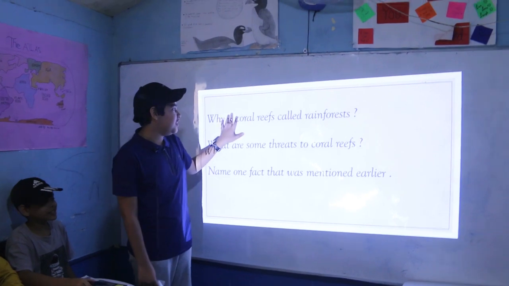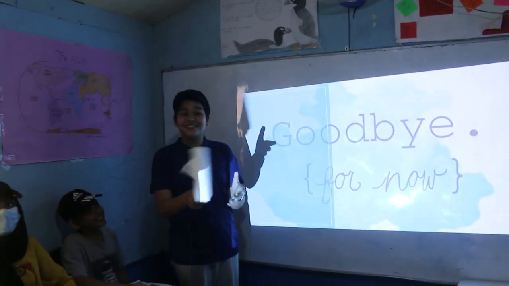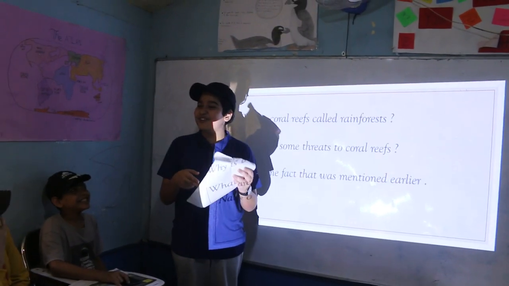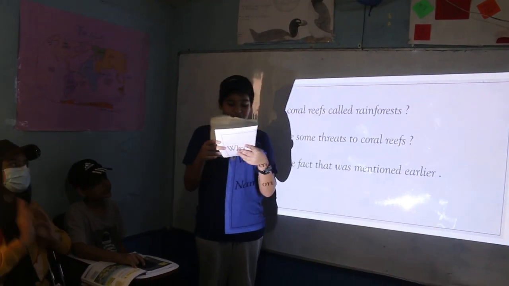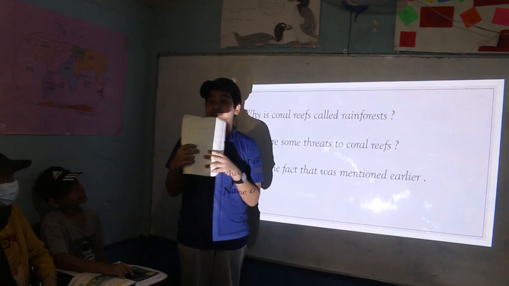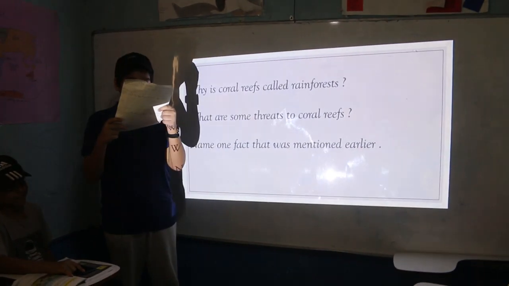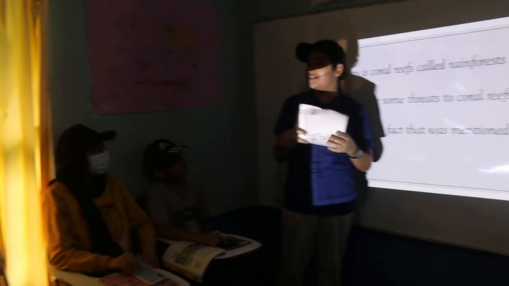So that's all for our presentation, and I got a little activity for the students. Shall I do true and false? Okay. So, there are different types of coral reefs. Is it true or false? True. Good job. Coral reefs are colorful because of the algae that grow on it. False? Wrong. It's actually true. And coral reefs can grow at any water depth. False. Coral reefs can only grow at a certain depth.